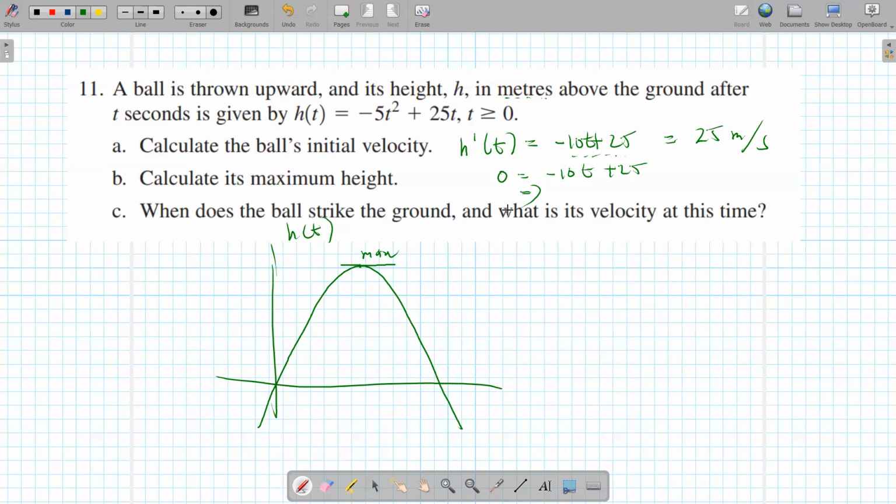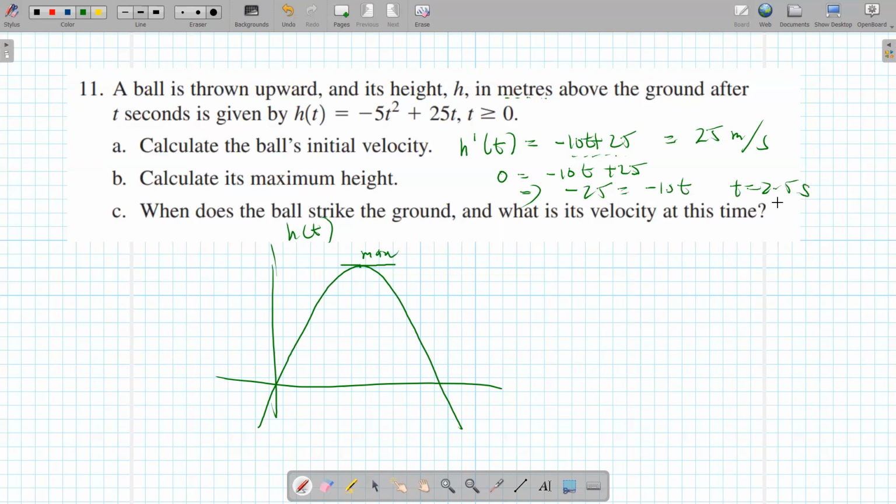Or how do you solve for t? It's just a linear function, negative 10t plus 25. You can either add 10t on both sides, or you can subtract 25 on both sides. So negative 25, it's negative 10t, and then divide both sides by negative 10. t will be 2.5 seconds. So the maximum height occurs when the time is 2.5 seconds.